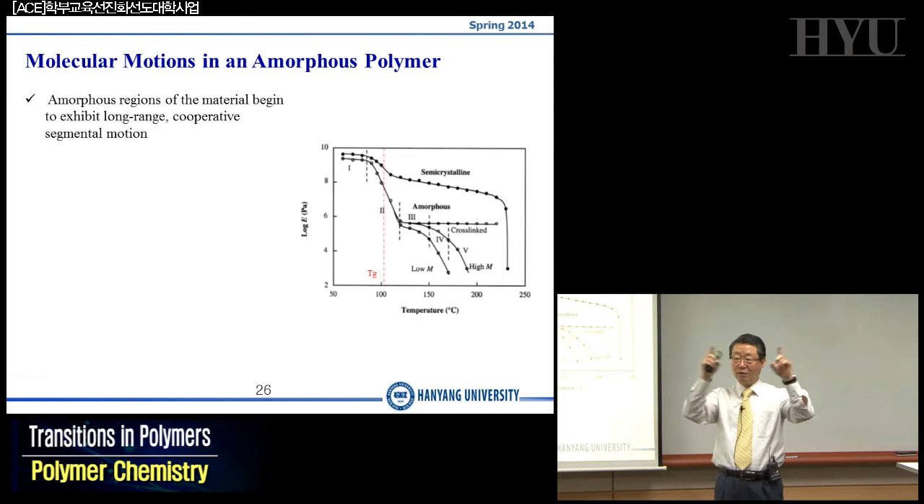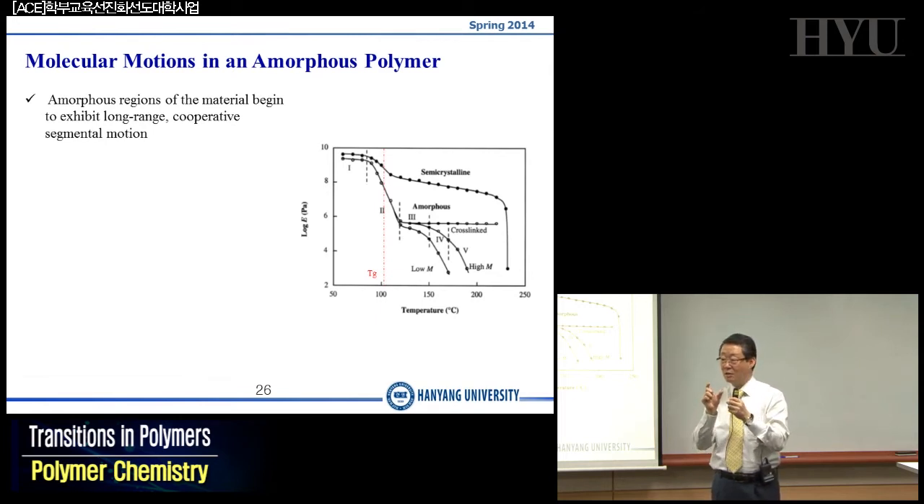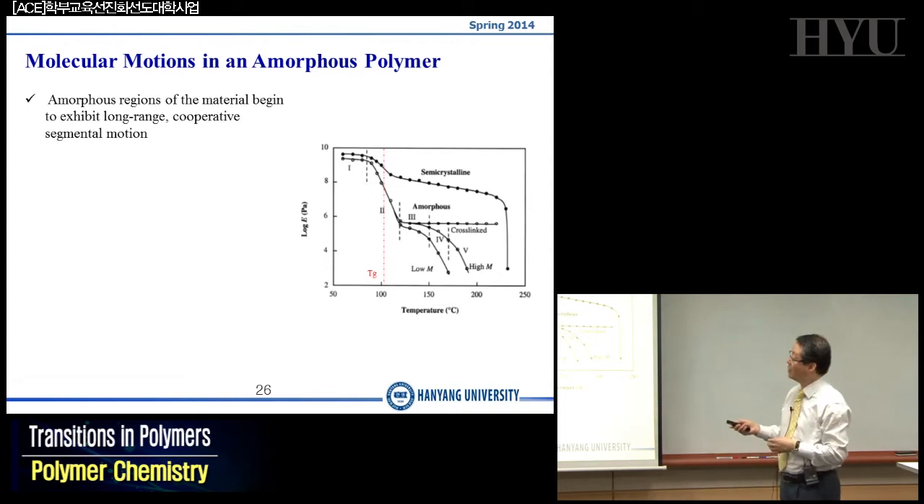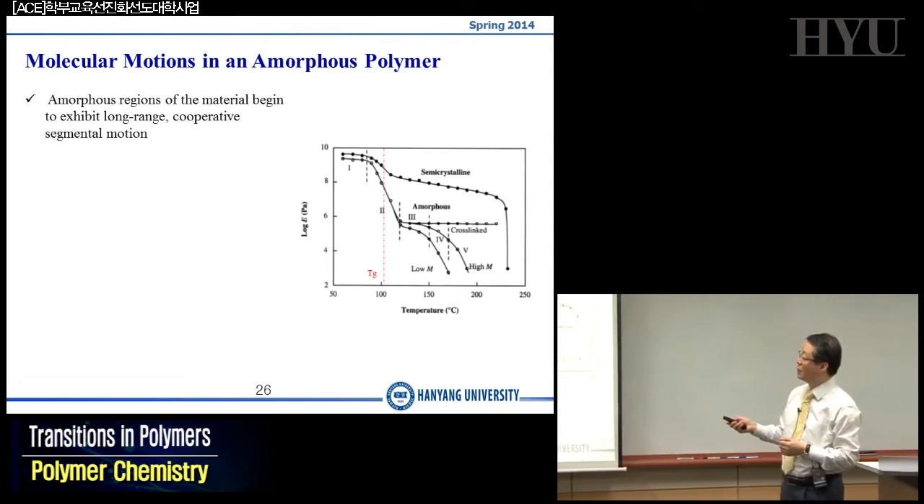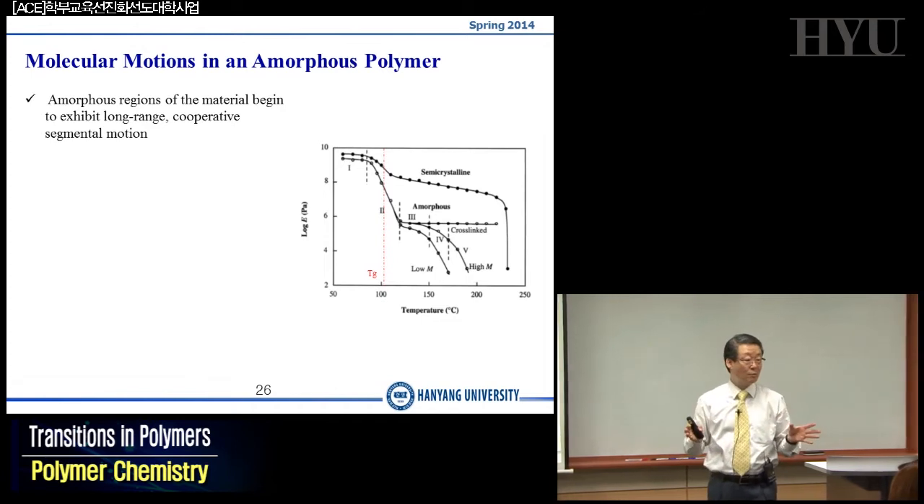In other words, if you look at the space, your material will be located in a space, and some of those materials might be moving. That's what we call the long-range interactions. If your chain is moving very rapidly, we regard it as short-range interactions. So short-range interaction versus long-range interaction might be a little different. Anyway, in the amorphous region we have long-range interaction, or the segmental motion.